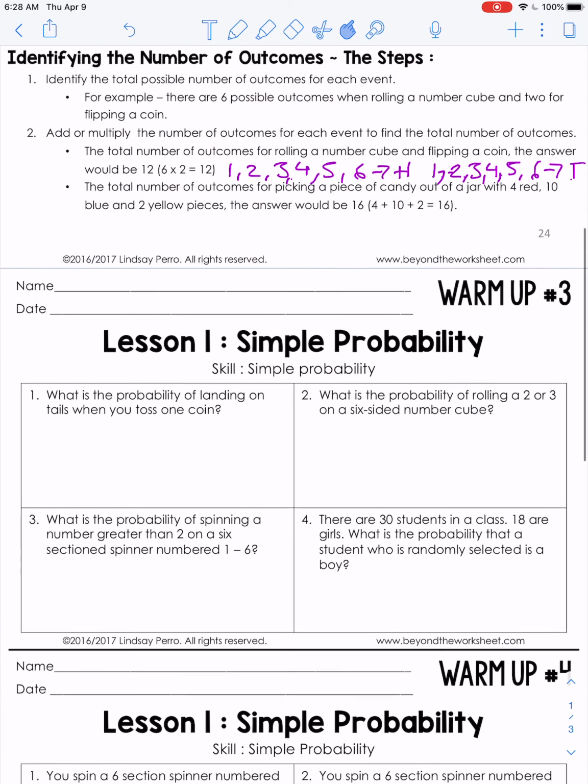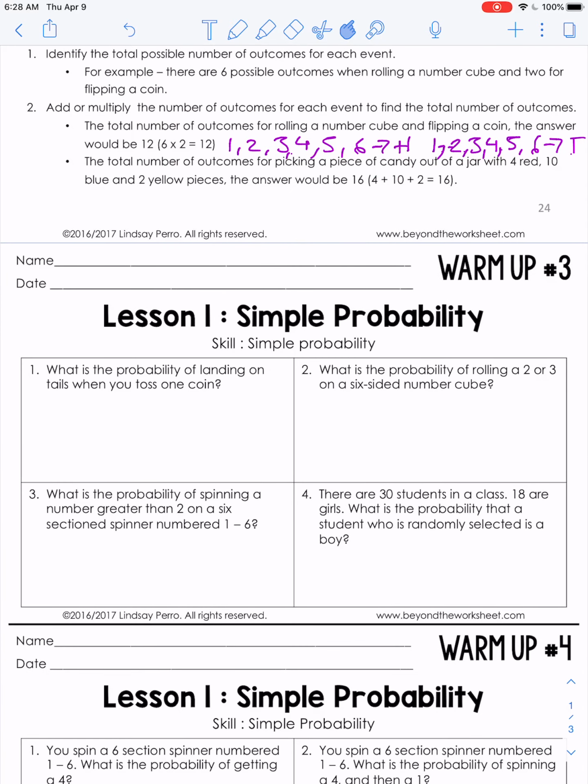Let's practice some. What would be the probability of landing on a tails when you toss a coin? So tossing a coin, you have a total of 2 outcomes, and getting a tails would be one of the 2. So you have a 1/2 chance, which we could write as 1/2, 0.5, or 50% chance of getting a tails.